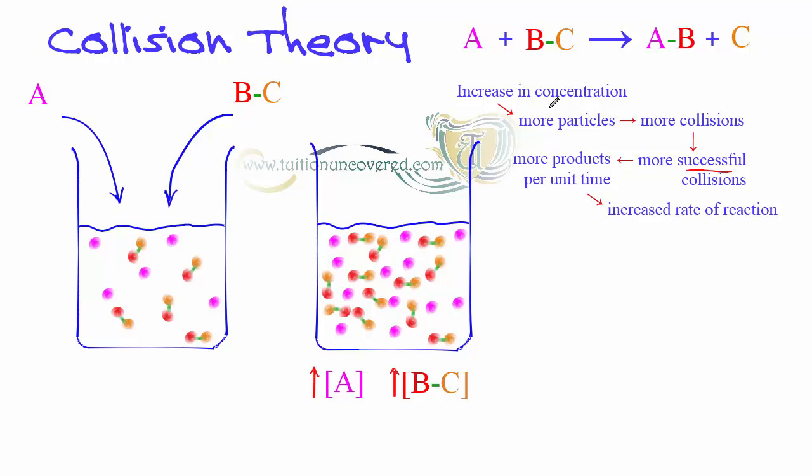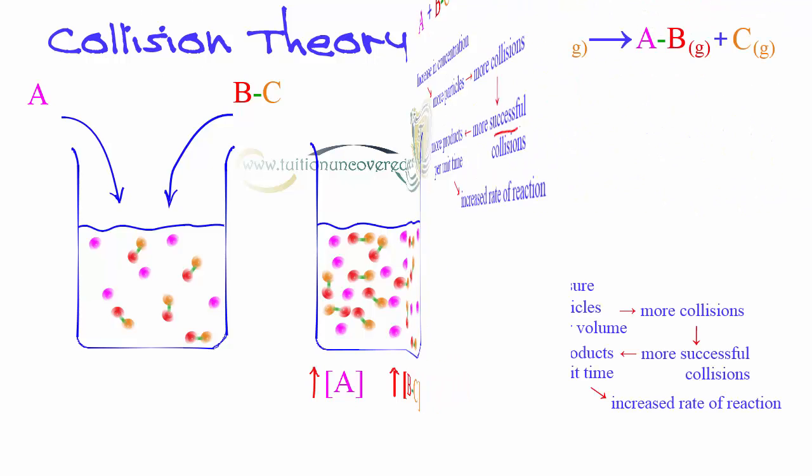Increasing concentration increases the number of particles, leading to more collisions and more successful collisions, producing more products, therefore increasing the rate of reaction. Simple. Increasing concentration doesn't have to be both. You could increase the concentration of one or the other or both, which will lead to a greater rate of reaction, as explained by the collision theory as we've just discussed.